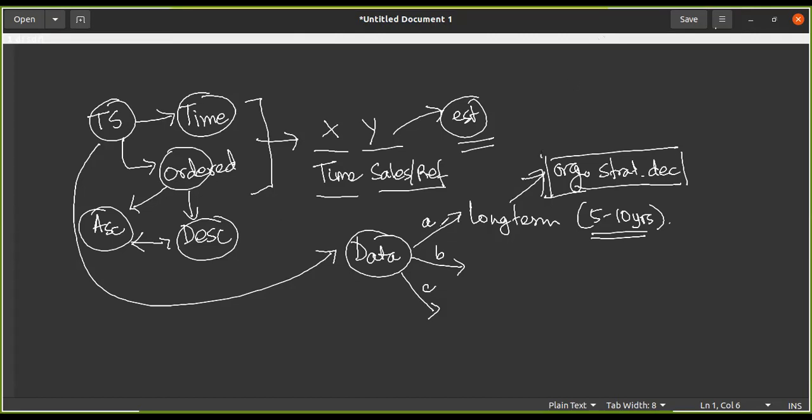So that's the kind of forecasting which can be considered a long-term one. Now there comes the second case, which is option B. This option B is what? The midterm, right? The midterm is something like, let's say, 2 to 5 years. 2 to 5 years is something which we can call a midterm.